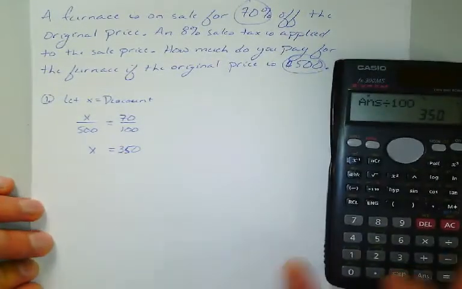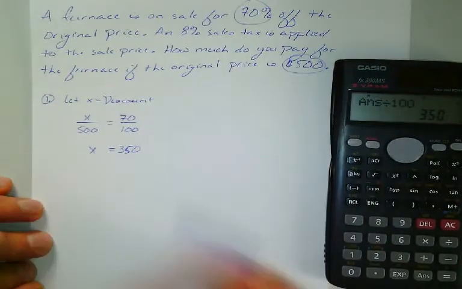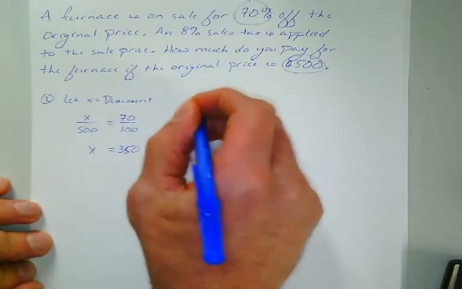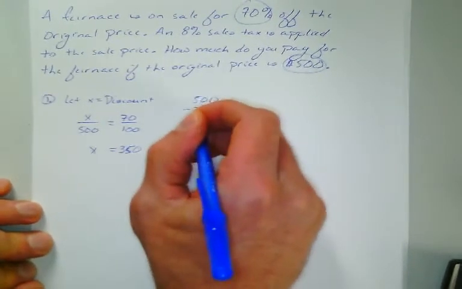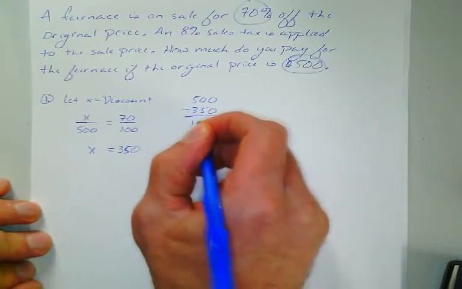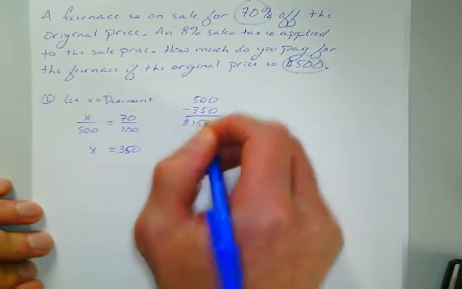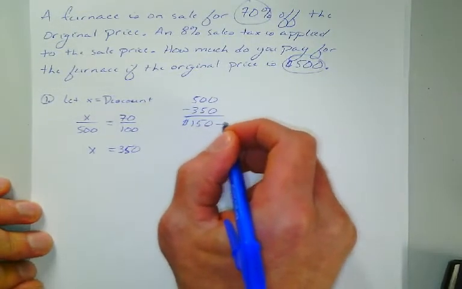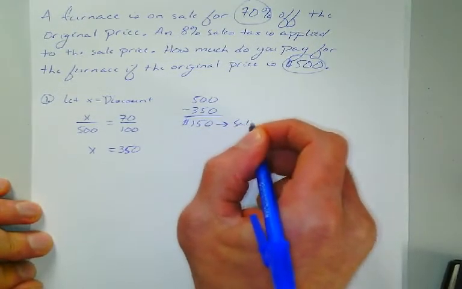That's our discount. Now discounts get subtracted. So now I'm going to do 500 minus $350, and that leaves me with $150. So that's the sale price of this furnace. Do a little arrow here, sale price.